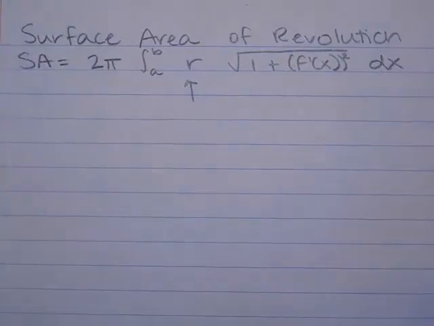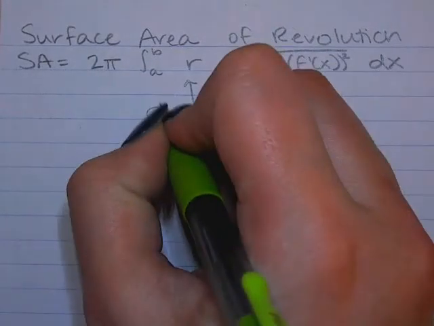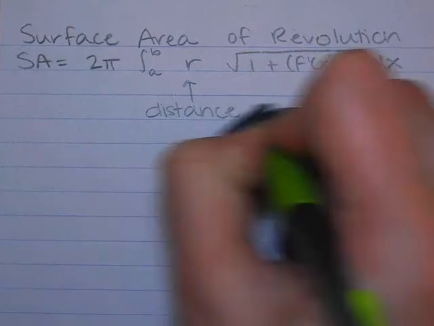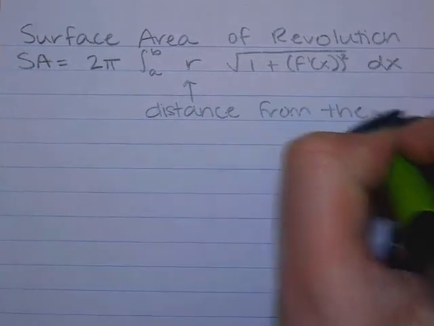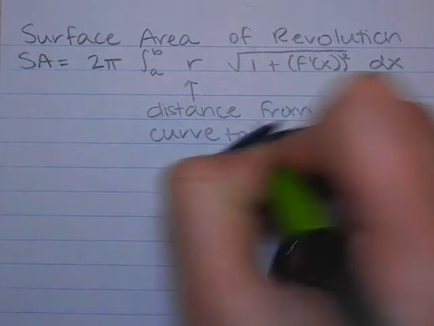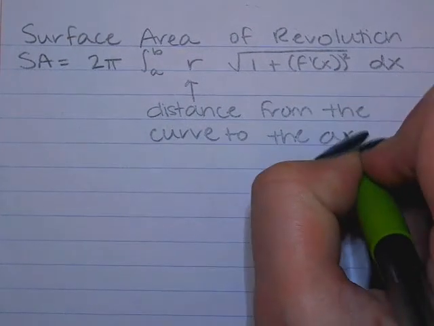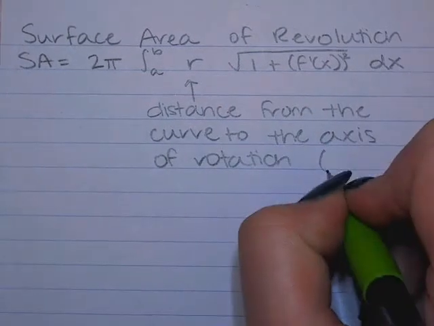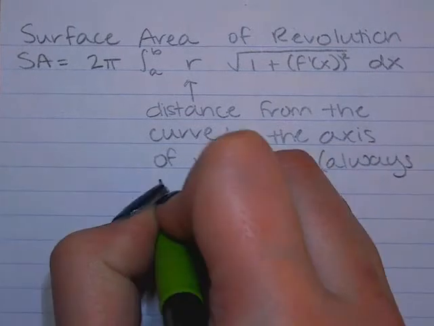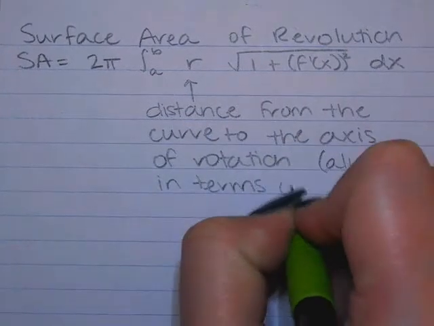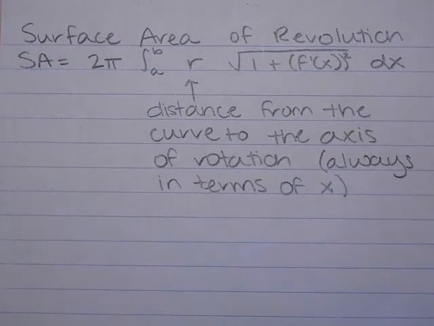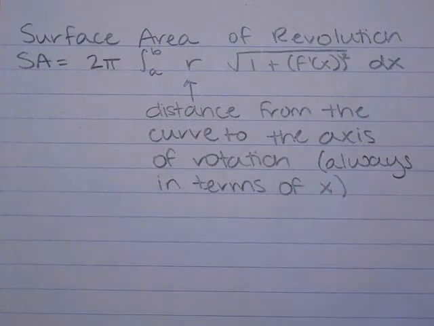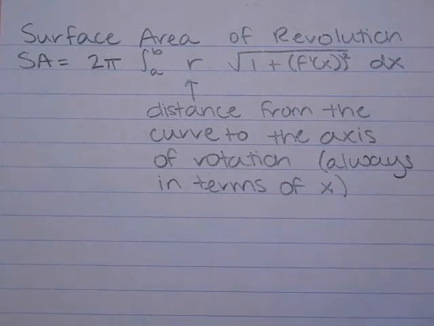Okay. The r is the distance from the curve to the axis of rotation. And it is always in terms of x. So the r is the distance from the curve to the axis of rotation. It is always in terms of x. And you'll see exactly why in a second.